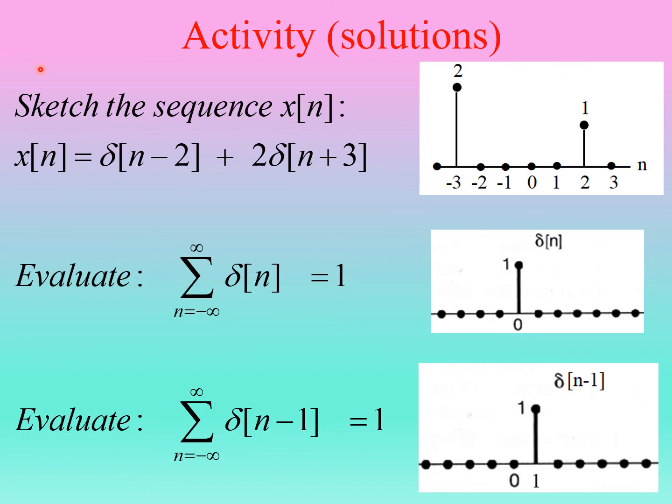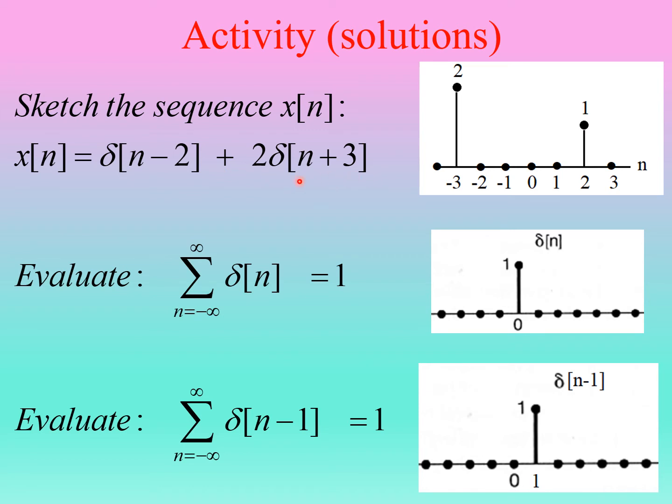Okay, so for the first activity, we were asked to sketch the sequence x[n], which is equal to delta[n minus 2] plus 2 times delta[n plus 3]. So this first term here is a delta function, and notice it's delayed by 2 because of the n minus 2. So the delta function, instead of being at 0, we shift it over 2 to the right here, and so there's our first term.